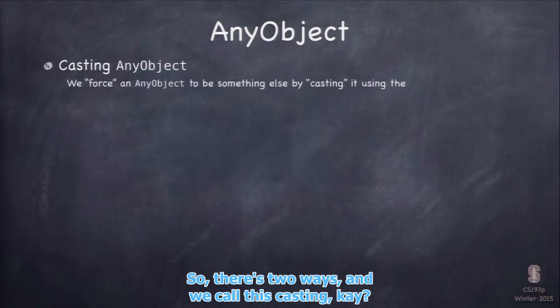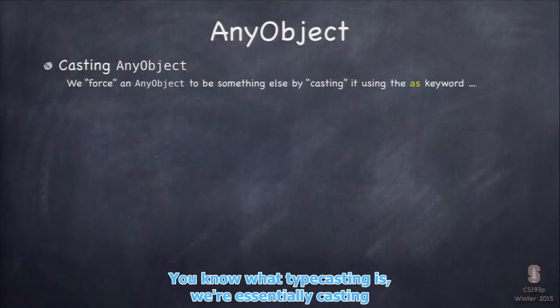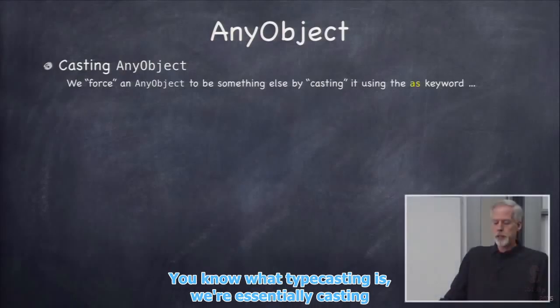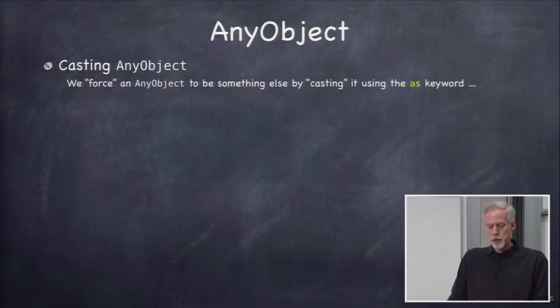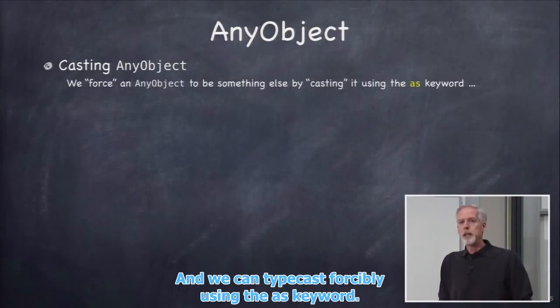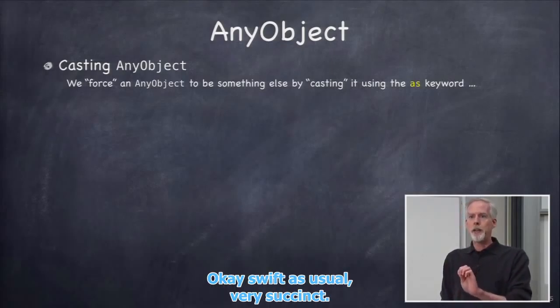So there's two ways, and we call this casting. You know what type casting is. We're essentially casting the type from any object to something else. And we can typecast forcibly using the as keyword, as. Swift, as usual, very succinct.